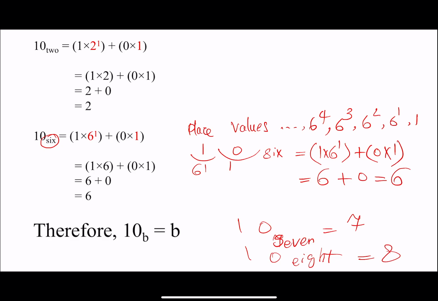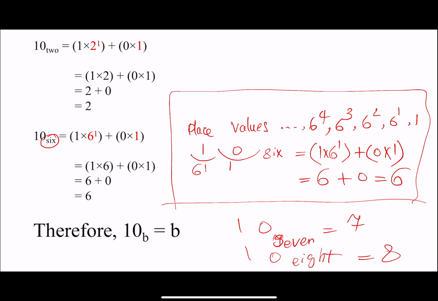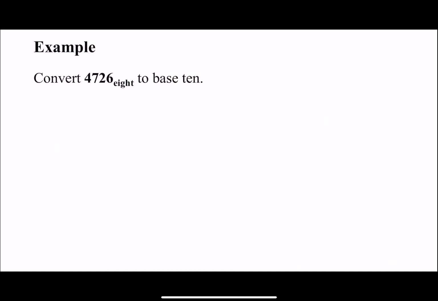Okay, you can just follow this instruction. Write down the place values and multiply each digit by its place value, add the results, to convert from any base to base 10 or Hindu Arabic. Here we go. Well, convert 4726 base 8 to base 10 or Hindu Arabic.